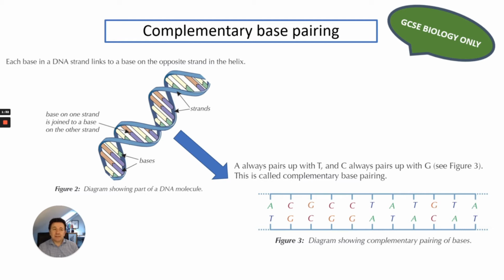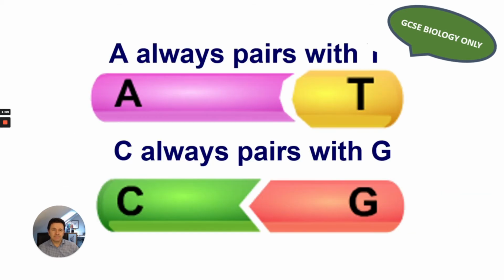The bases in DNA are what we call complementary base paired. What we mean by that is A always pairs up with T and C always pairs up with G, as you can see in this diagram. You can see the double-stranded piece of DNA at the bottom right hand corner, and you can see the A to T, C to G. So A always pairs up with T, C always pairs up with G.